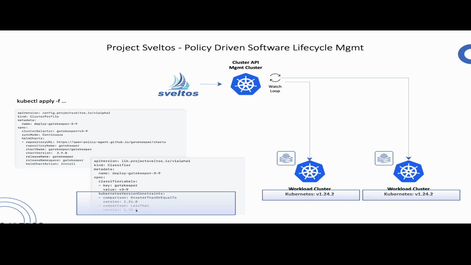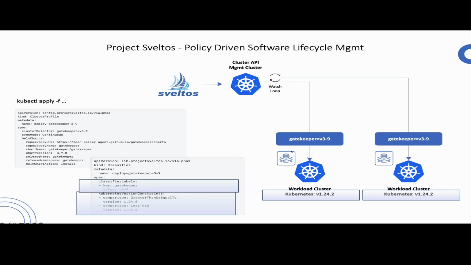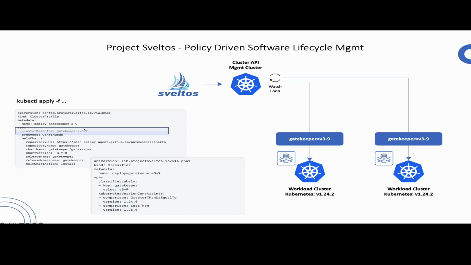And because of that, this label gatekeeper v3.9 is going to be added to both the clusters. Now, because this label has been added to both the clusters, those clusters become a match for this cluster profile. And because they are a match for this cluster profile, all the add-ons listed in this cluster profile will be deployed. So Gatekeeper v3.9 gets deployed in both the clusters.